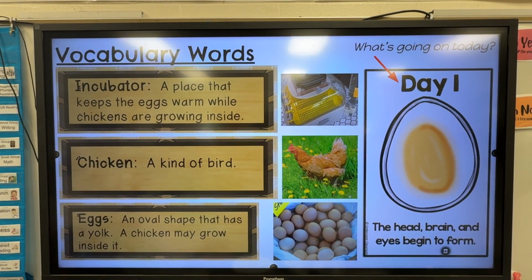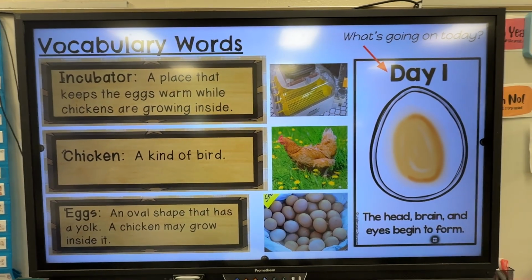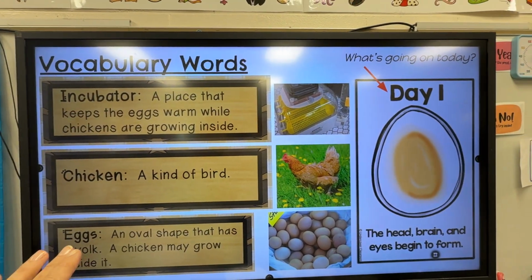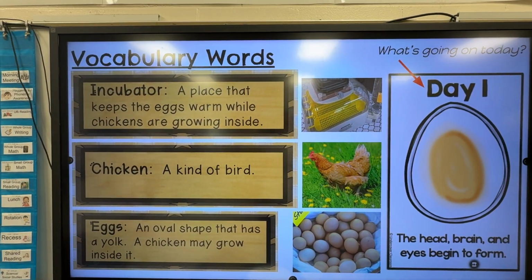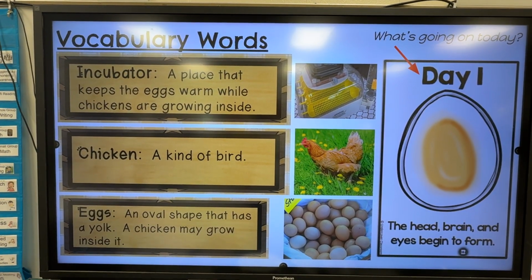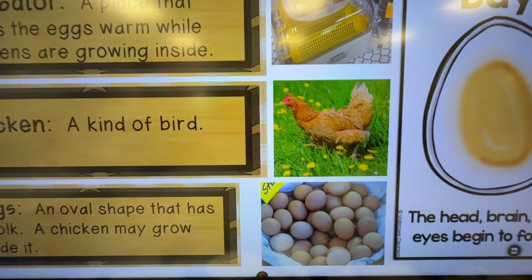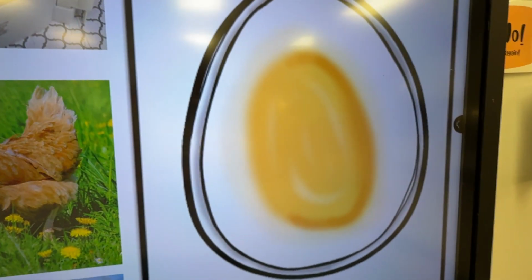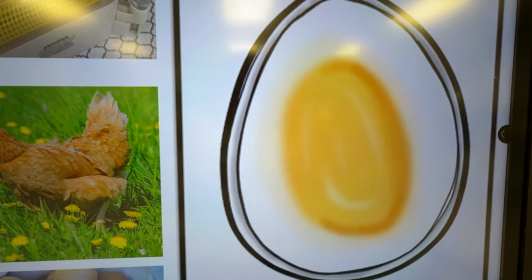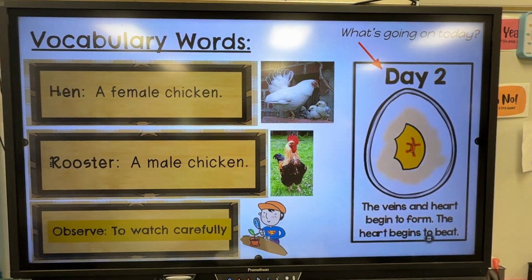We're going to quickly review every day. This is day 4, so we're going to start with day 1. We're going to review the vocabulary words that we've learned so far and what the embryo looked like on the inside. So on day 1, we learned what an incubator is. We learned that chickens are a kind of bird and that they lay eggs, and inside the egg is a yolk that a chicken may develop from if it has been fertilized. If it is fertilized eggs, they may develop into a baby chick.